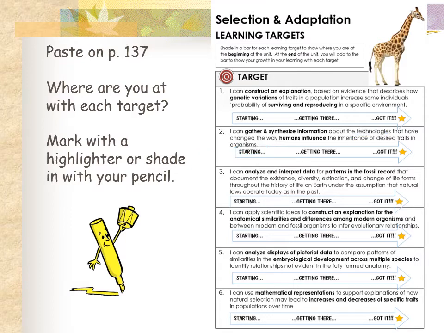Now into the evidences. Number 3 is analyze and interpret data for patterns in the fossil record. Well, if you've been with this class since the beginning of the year, we started with the fossil record and talking about how Earth has changed over time. So this relates to this content, as well as the idea that, hey, the laws that operate today also operated the same way in the past.